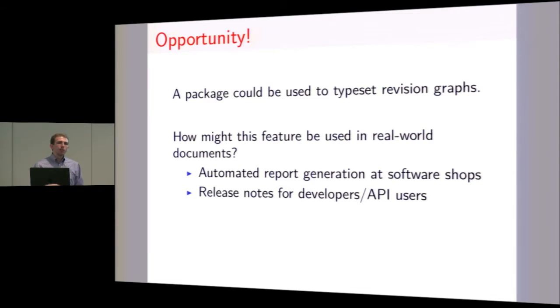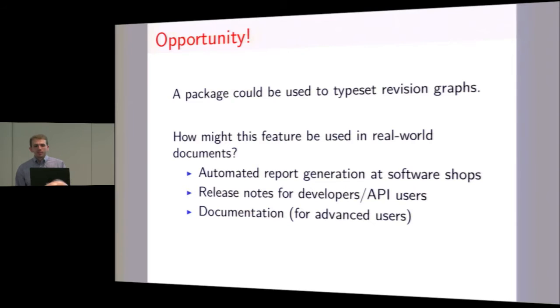This could be useful if you're consuming an API and you want to say, oh, well, when did this feature branch make it into master or anything like that. Documentation for advanced users. This is similar to the API. If you have someone that's using actively developed features, and this is in the documentation, they can see which revision they have and what features are in it.